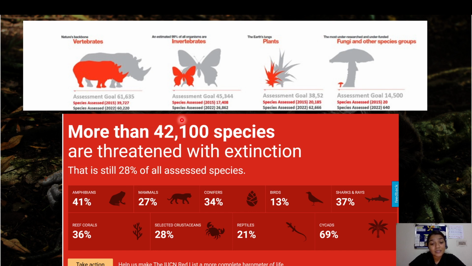And this 42,100 species is still 28% of all assessed species. So whatever species they have assessed, from that, this data that they are getting is only 28%. That means that there is still a lot to be done.